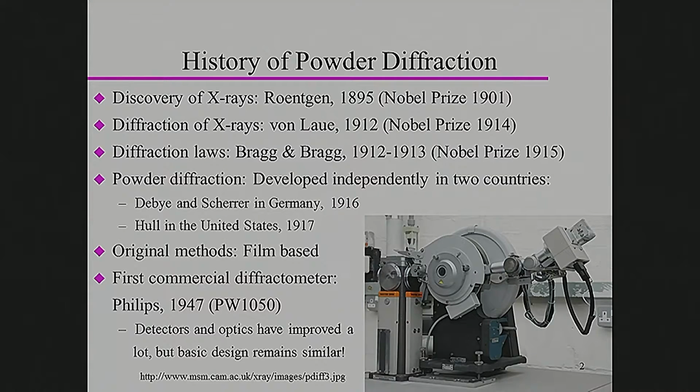Because pretty much everybody tells you that X-rays were discovered in 1895, right? And the diffraction of X-rays was discovered in 1912 by von Laue. Then the Braggs came up with the diffraction laws in 1912 and 13. That's often considered the birth of crystallography. Turns out powder diffraction is really not that far behind. It was developed independently in two countries. Debye and Scherrer in Germany came up with it in 1916, and Hull in the United States in 1917.